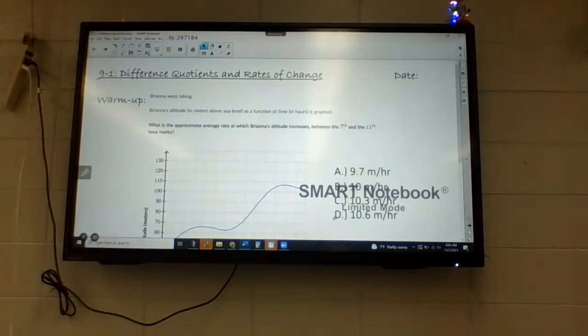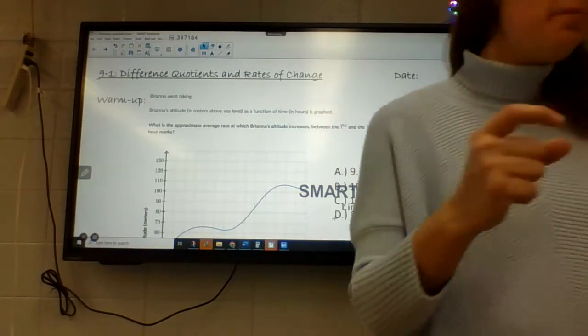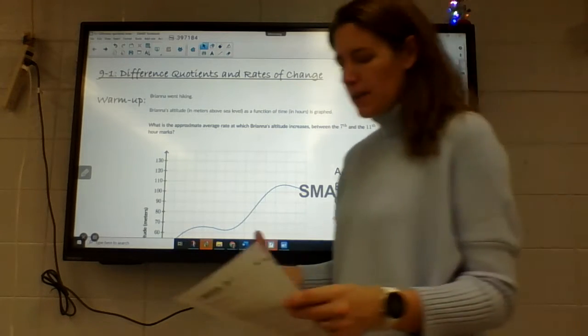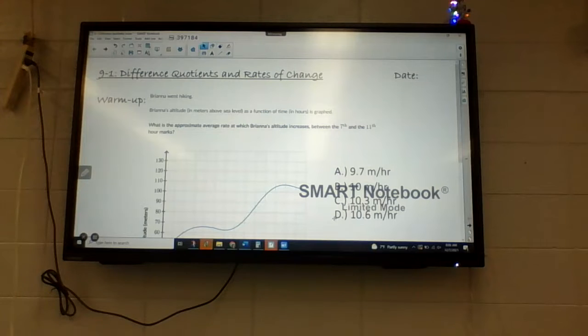All right. So the warm-up question is kind of a basic version of what we're doing for today. This is an ACT question. Sorry, it's smaller than I thought it would turn out. It's the ACT practice question that I pulled, and I thought it'd be a good one to talk about because it goes closely with what we're talking about today. So, average rate of change. Brianna went hiking. Brianna's altitude in meters above sea level is shown as a function. What's the approximate average rate of change from the 7th to 11th hours?